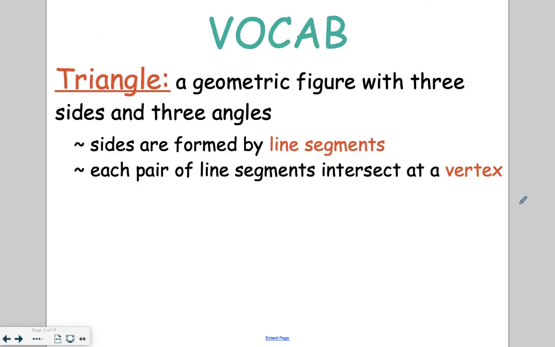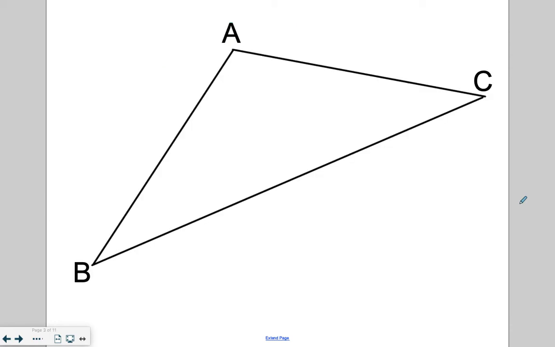So a triangle, as you know, is a geometric figure with 3 sides and 3 angles. The sides are formed by line segments, meaning that the lines stop and don't go on forever. And then every pair of line segments intersects at a vertex. So here's a basic triangle.